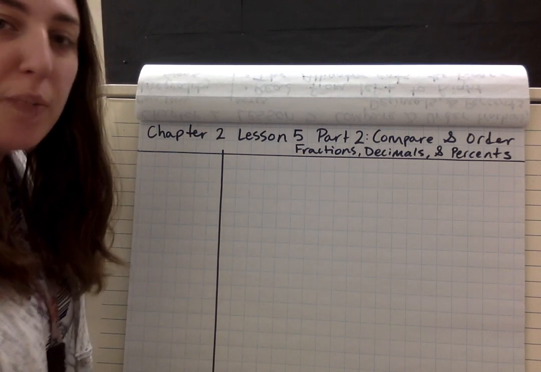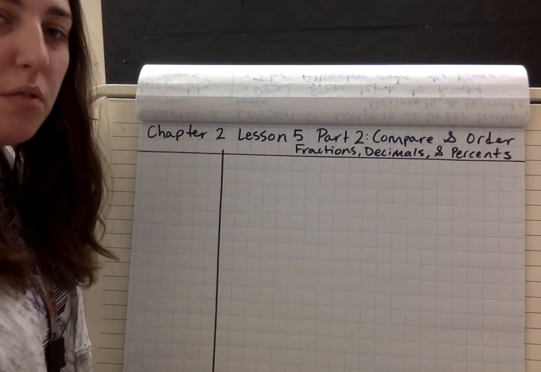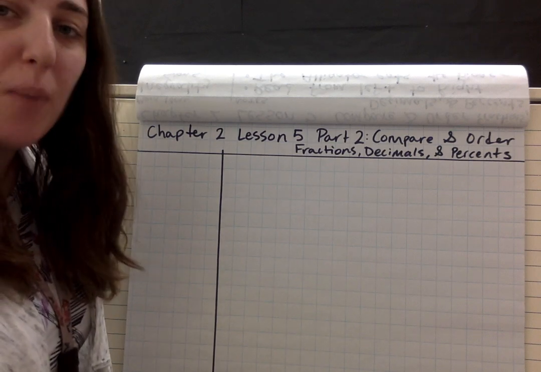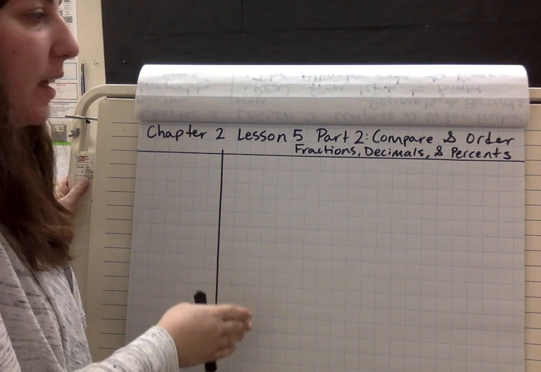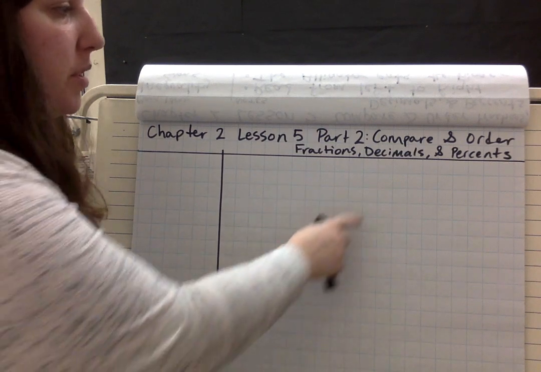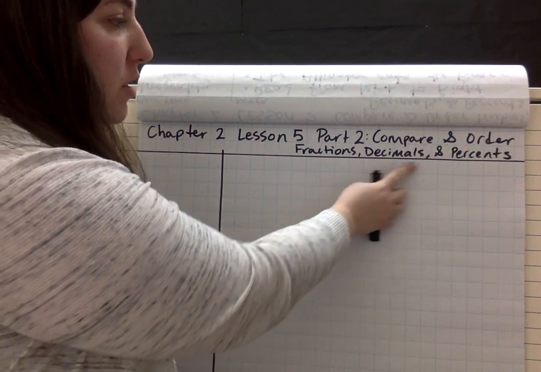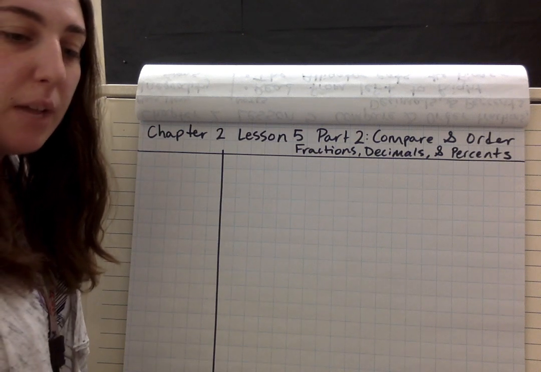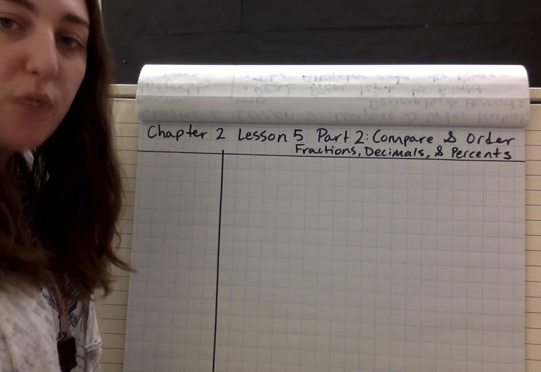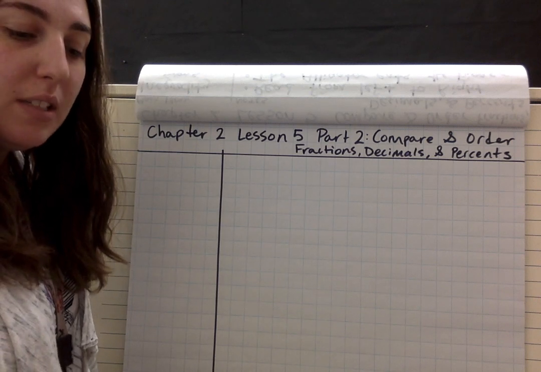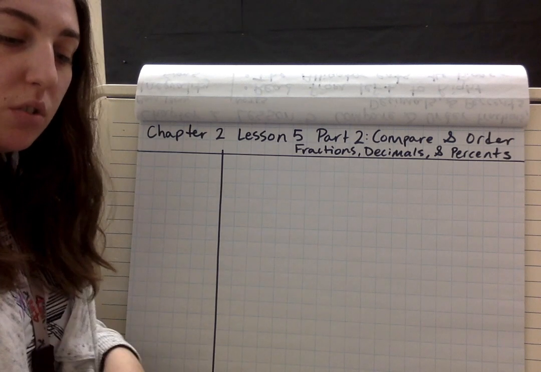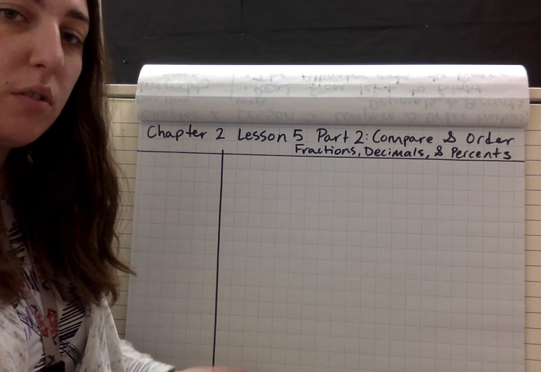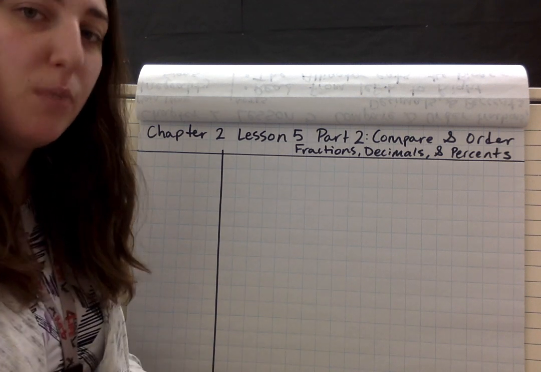Okay, so this is Chapter 2, Lesson 5, Part 2. Previously, we watched a video on Chapter 2, Lesson 5, Part 1. This is the second half of the lesson, so we're still comparing and ordering fractions, decimals, and percents. But instead of comparing and ordering just fractions, now we're going to use a different strategy to compare fractions, but we're going to turn those fractions into decimals, okay?